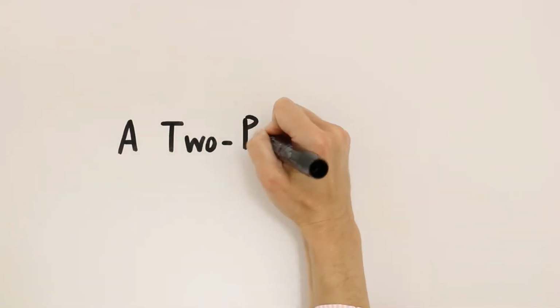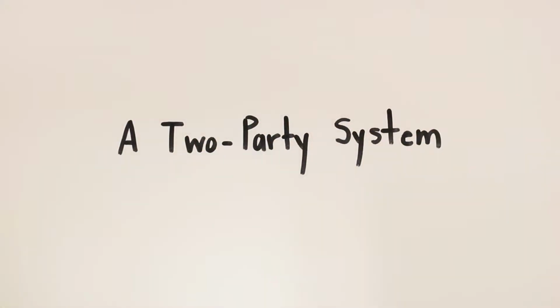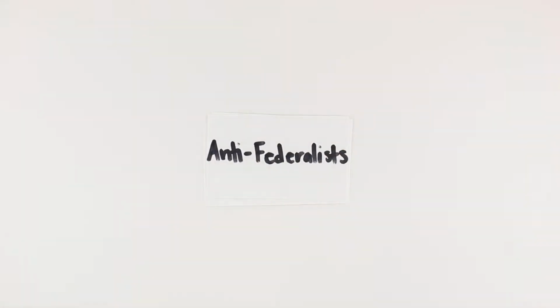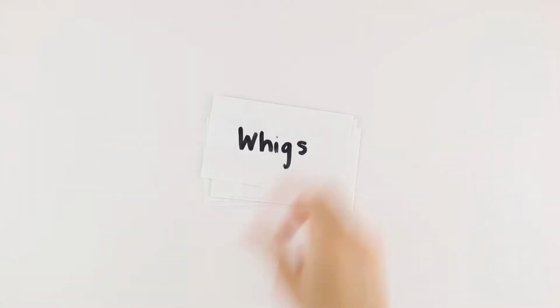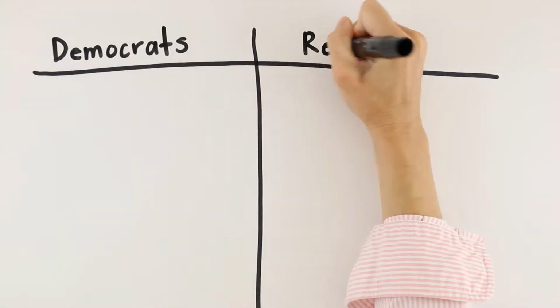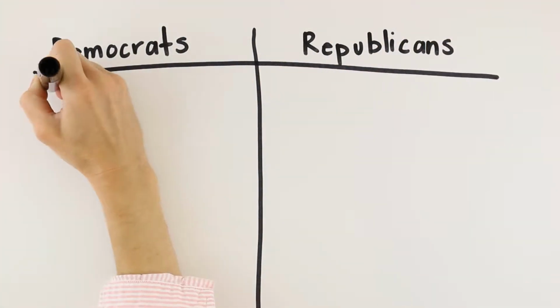In the United States, for the most part, we've always had two main political parties. Today they're called Democrats and Republicans, but over the last 200 years, their names and beliefs have changed quite a few times. Democrats and Republicans are both concerned about meeting American citizens' basic needs.